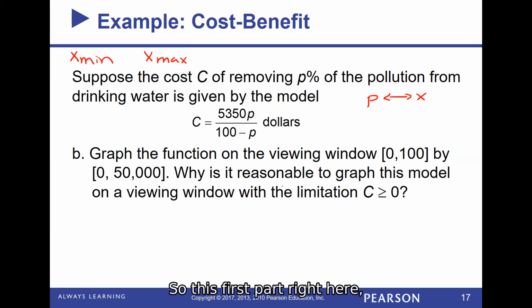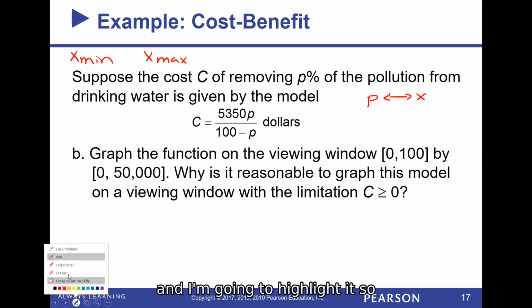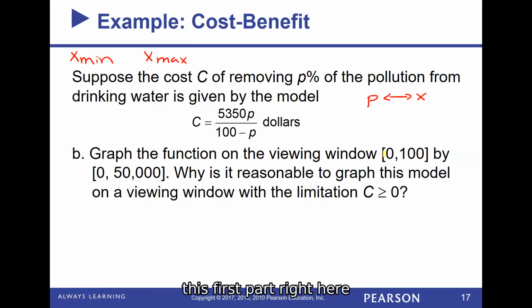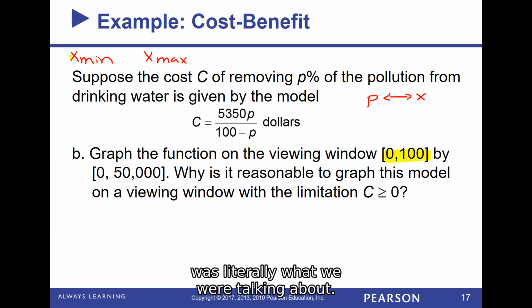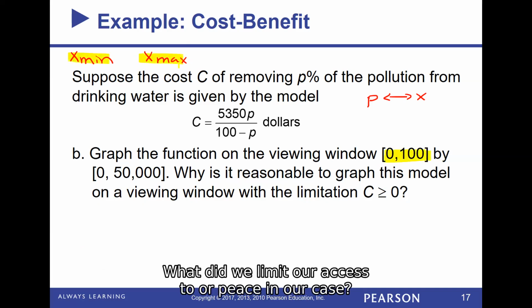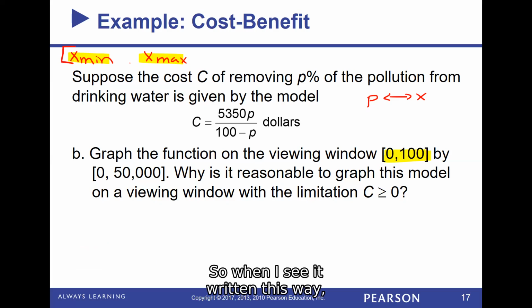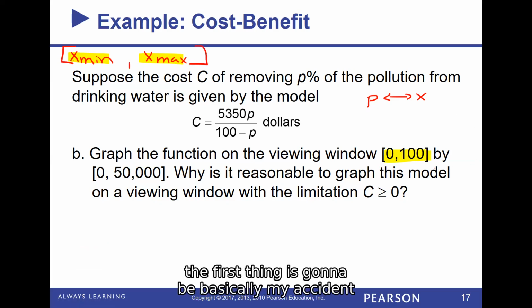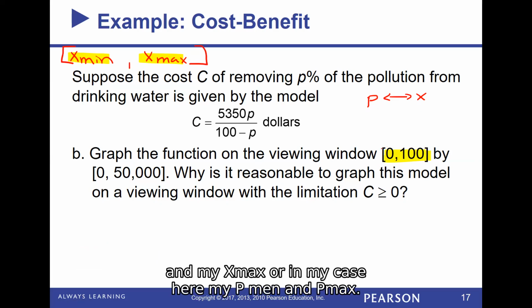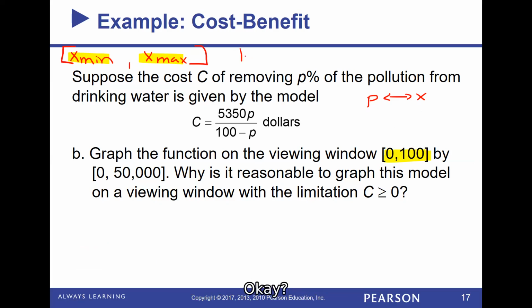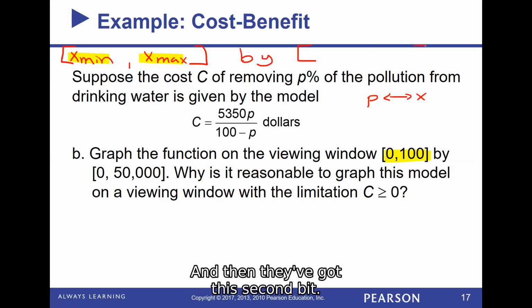So this first part right here, and I'm going to highlight it so we can pay attention to it, was literally what we were talking about. What did we limit our X's to, or P's in our case? So when I see it written this way, the first thing is going to be my X-min to my X-max, or in my case here, my P-min and P-max. And then they normally say the word by, and then they've got this second bit.